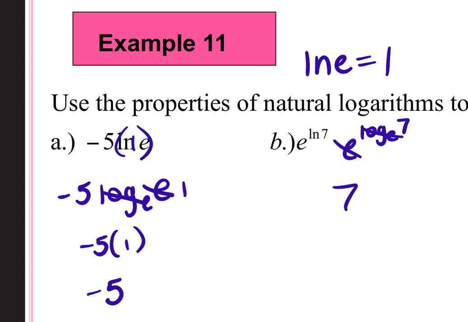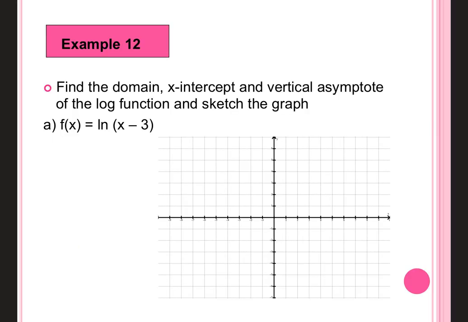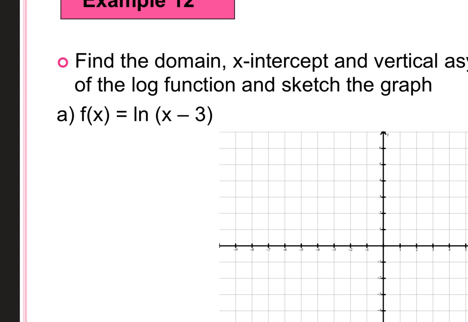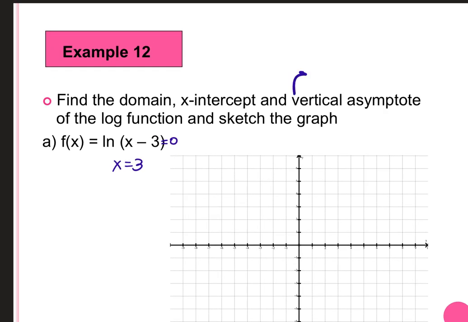All right, last thing we're going to do is graph an ln. So this you would need a calculator for, okay? Because it's going to be an E as your base. It says find the domain, x-intercept, vertical asymptote of the log function, and then sketch the graph. First of all, the domain and the vertical asymptote we should be able to do without, right? Because where does the vertical asymptote come from? Set this equal to 0, right? My horizontal shift tells me my vertical asymptote is at x equals 3. So I'm going to have a vertical asymptote at 3.